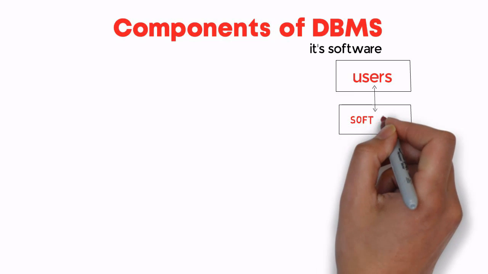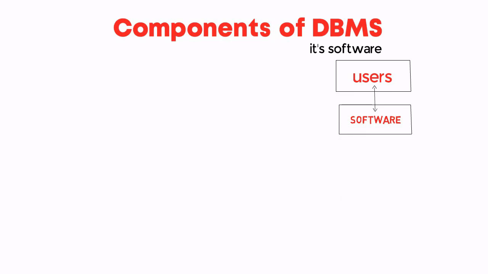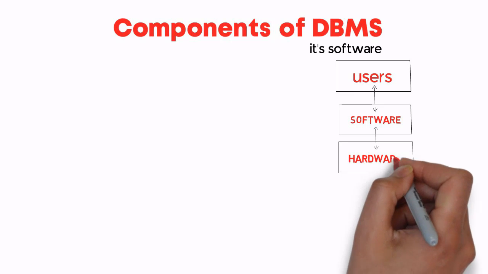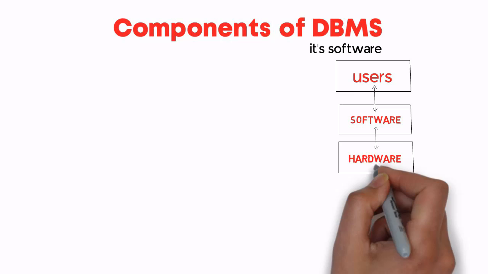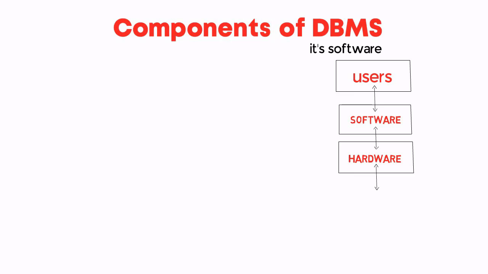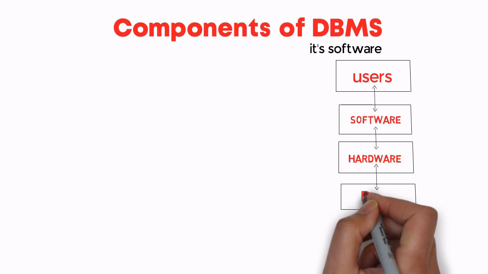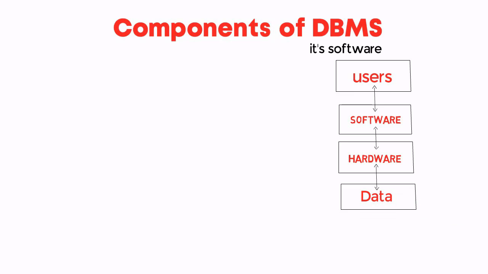software. So these are the related terms that are used in DBMS: hardware and the data. So everything will be communicating on this. So the users want to communicate with the data with the help of the software and the hardware. So what are the users here?